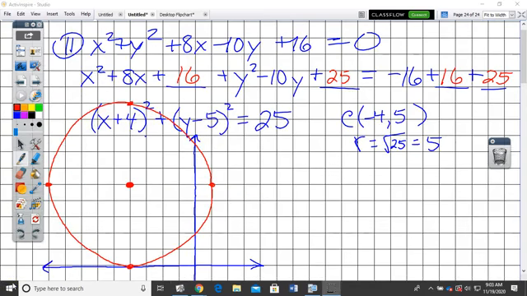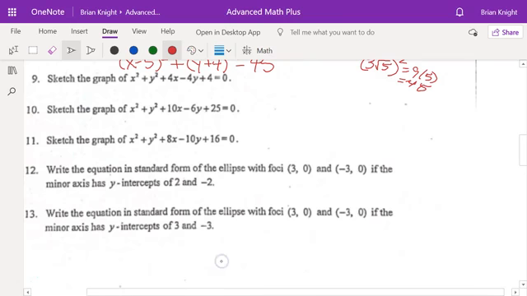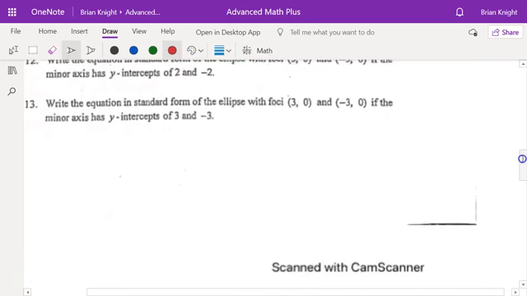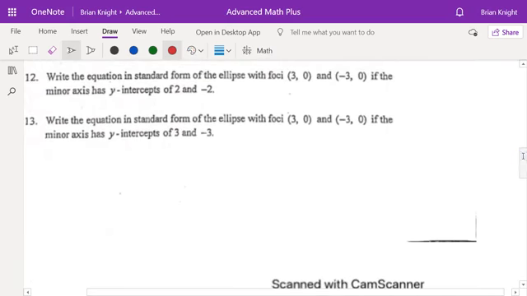So, 12. Go back to our sheet here. Number 12. It says, write the equation in standard form of the ellipse with the foci 3, 0, and -3, 0 if the minor axis has y-intercepts of 2 and -2. Okay. So, I'm going to put kind of what we know up here.